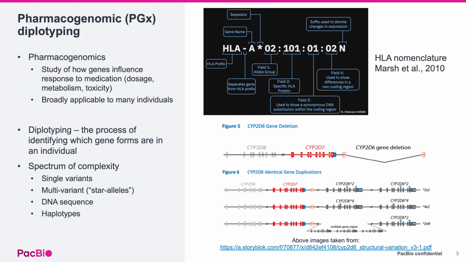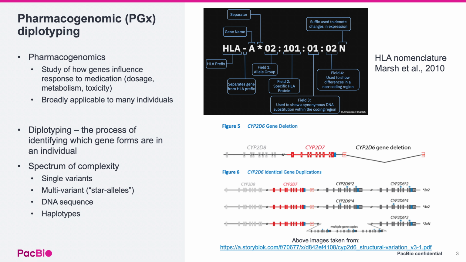However, some genes, specifically the HLA genes, require even more detail. For those genes, you need to detect the full DNA sequence end-to-end for the gene, which can then be translated into the HLA nomenclature, which is depicted up here in the top right. This nomenclature defines HLA genes by their protein, cDNA, and DNA sequence in the star allele itself.